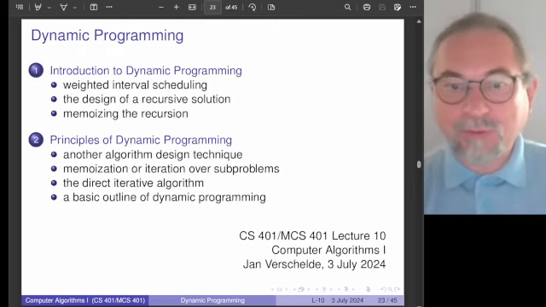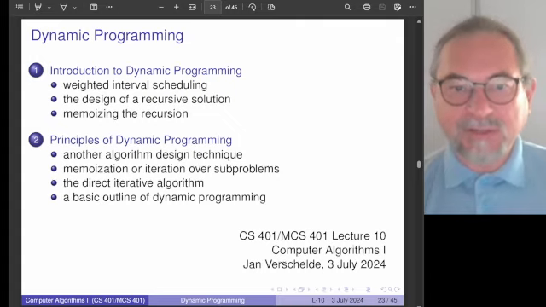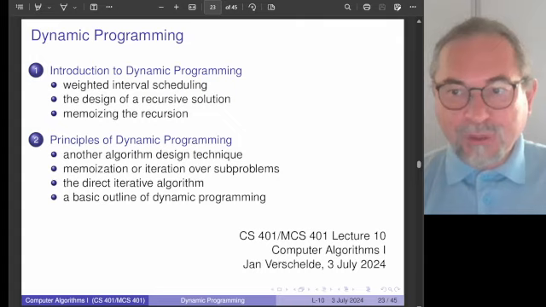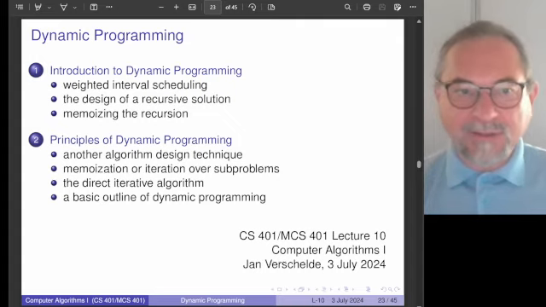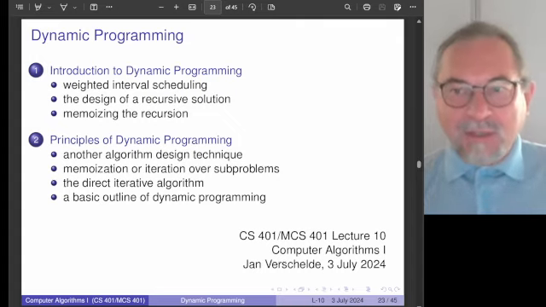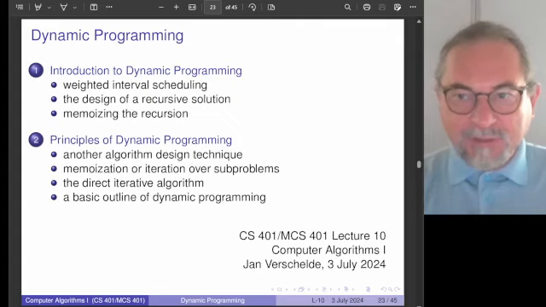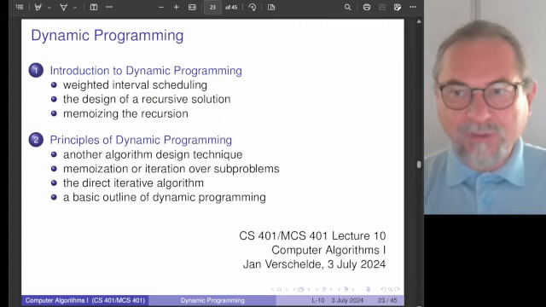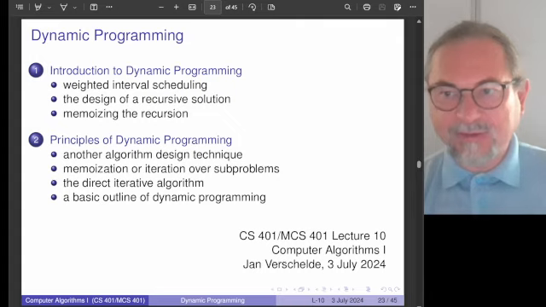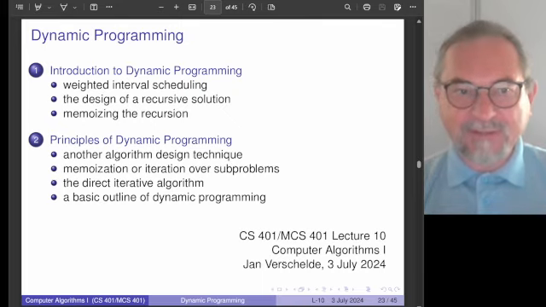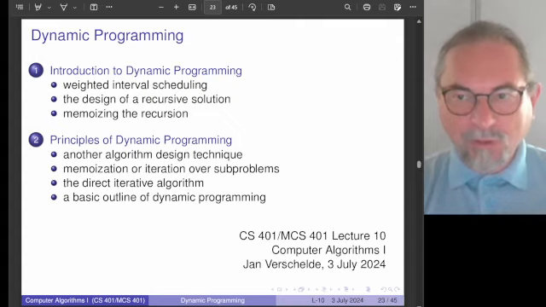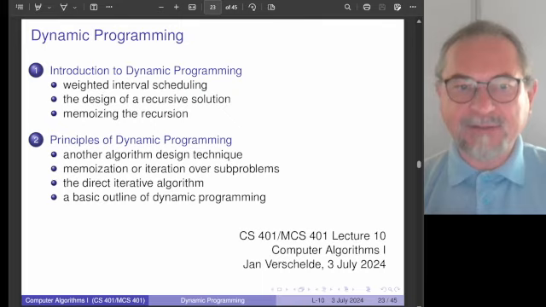Welcome to the pre-recording of the second half of Lecture 10. In the first half, we introduced dynamic programming with the problem of weighted interval scheduling or planning, an original name for programming. In the first part, we also introduced the technique of memoization. And the technical aspect of this second half is that the memoization will lead to a direct iterative algorithm.